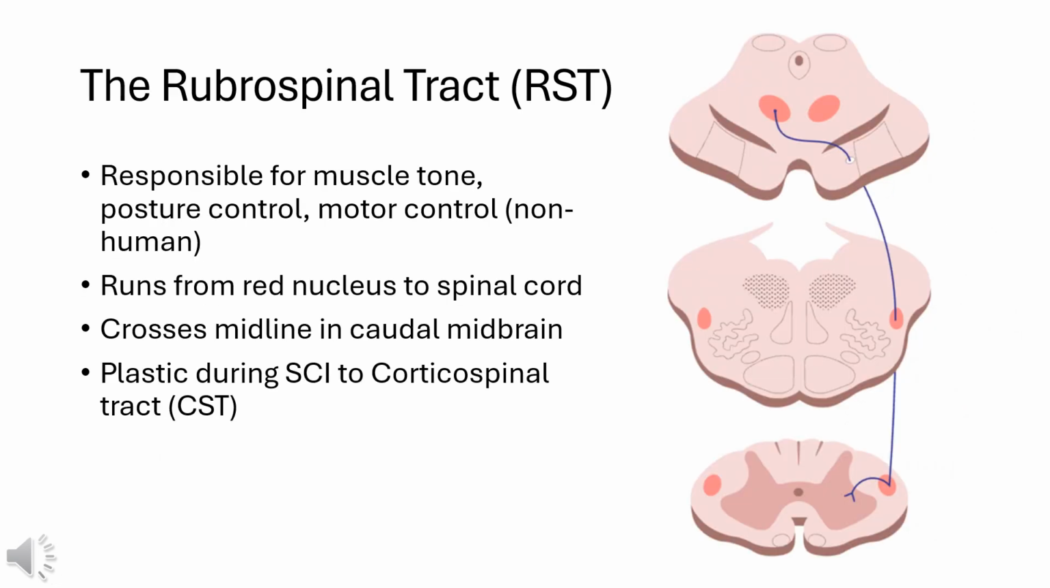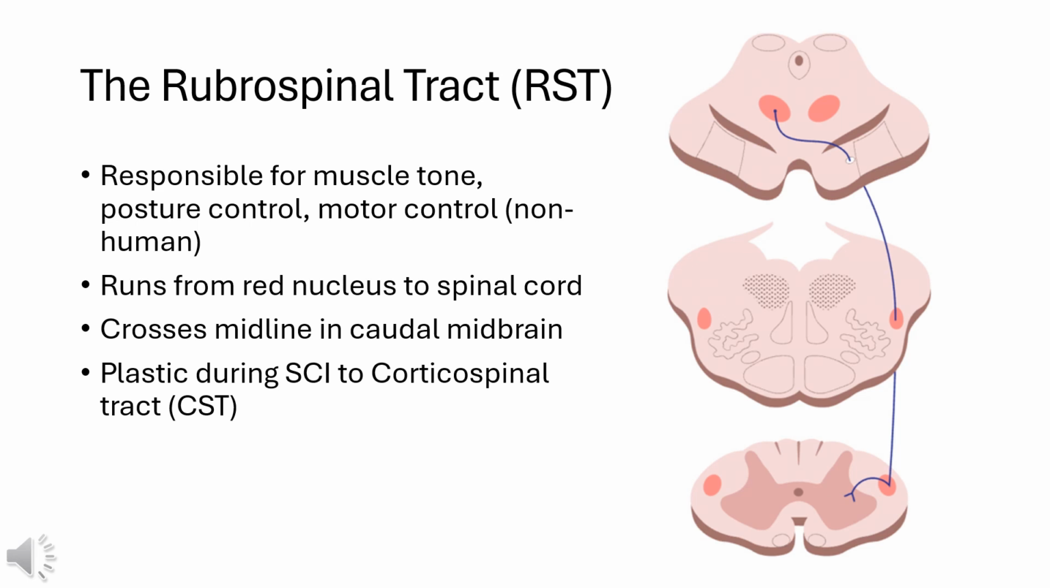So we've established that the spinal cord is significant as there are severe consequences when injured. But why look at the rubrospinal tract in particular when there are other descending tracts? Well, the rubrospinal tract is responsible for muscle tone, posture control, and motor control of limbs in non-human primates and other animals. This is going to be very relevant when we discuss the animal model later. The rubrospinal tract originates in the red nucleus, crosses the midline in the caudal midbrain, and terminates in the contralateral spinal cord, as shown in the diagram on the right here.